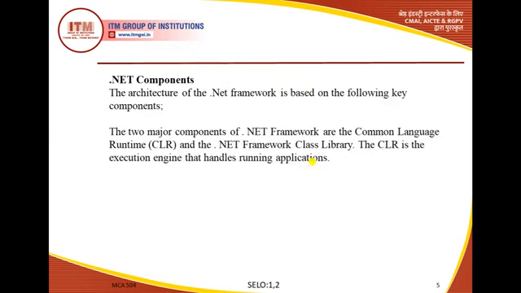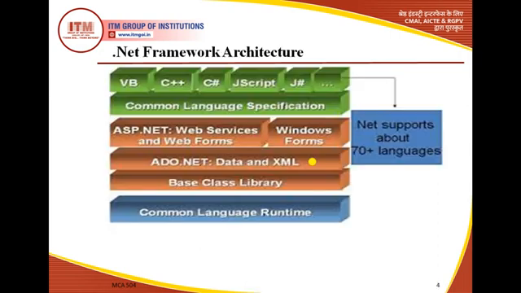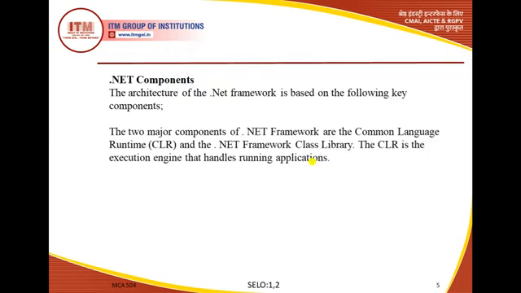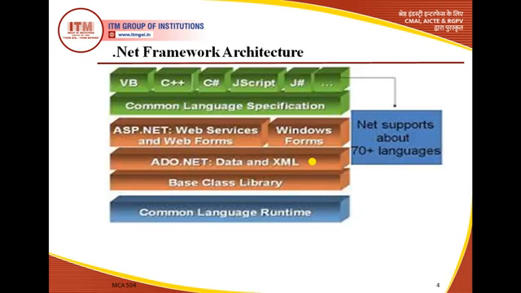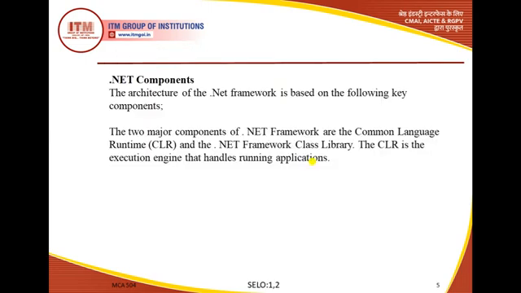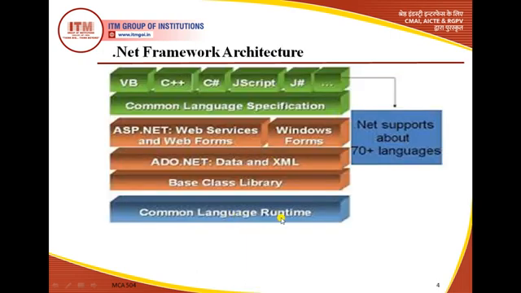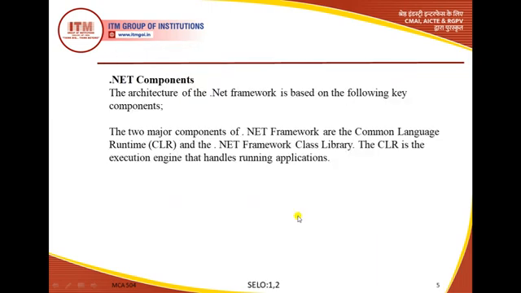So now we are going to discuss the key components of the .NET framework. Looking at this architecture, the first thing that comes to mind is what are the major components which play a role in the final execution of software applications. So let us move ahead. The architecture of the .NET framework is based on the following key components. There are two major components: the common language runtime, and the second one is the .NET framework class library.